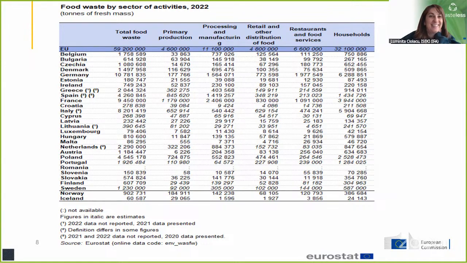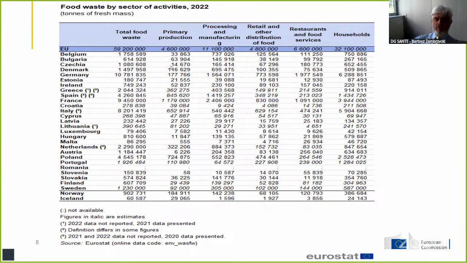So it is possible, but I don't expect that this will be a significant number. There may be, I would say, also challenges, for instance, on monitoring of food waste from primary production.